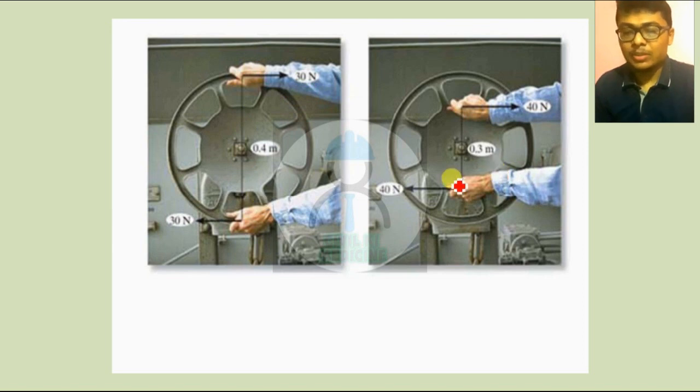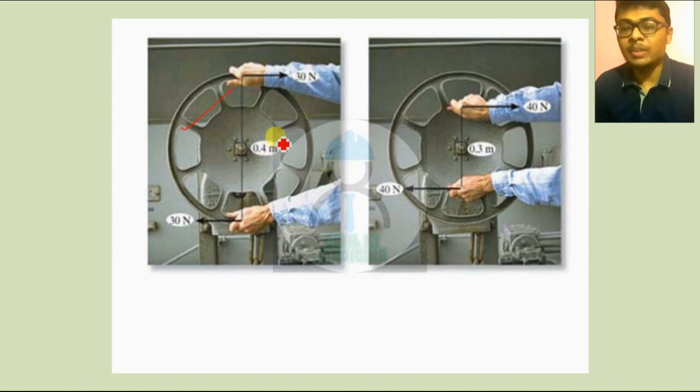Okay, in this case, suppose for the first diagram, the force is 30 Newton and the distance between them is 0.4. Therefore, the value of the couple will be the same as the value of the moment, that means force into distance. Here, any one force will be considered: 30 Newton.